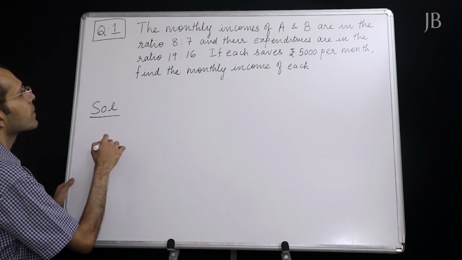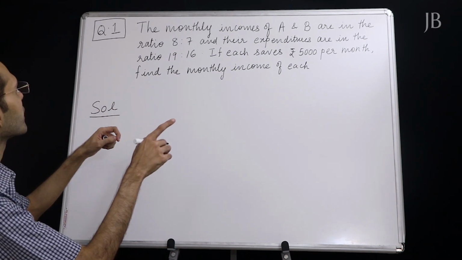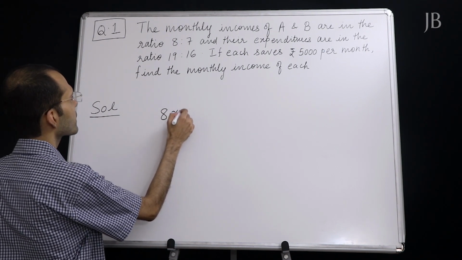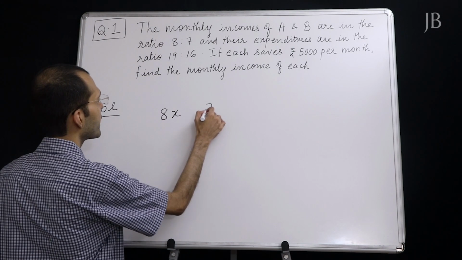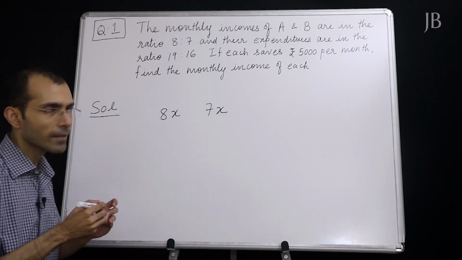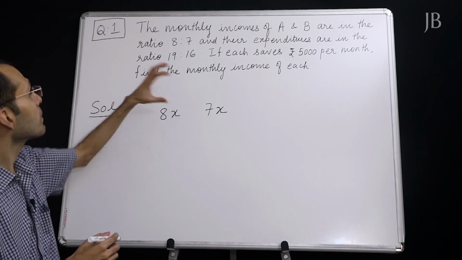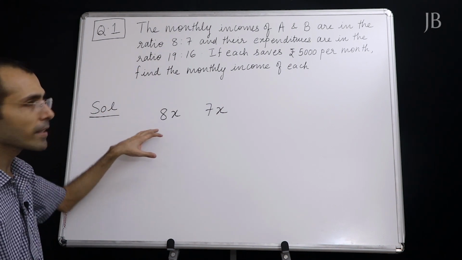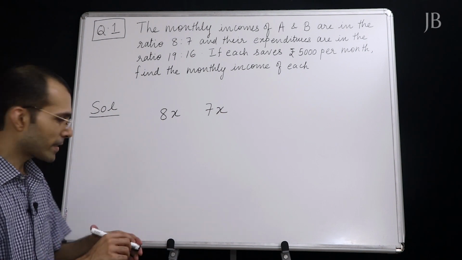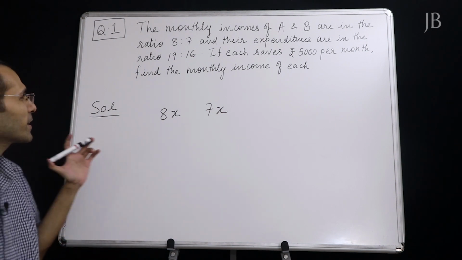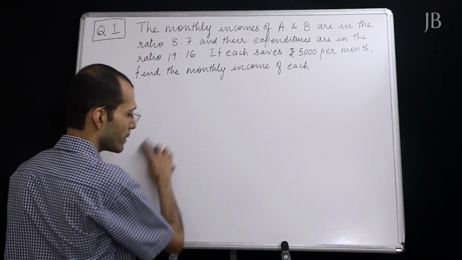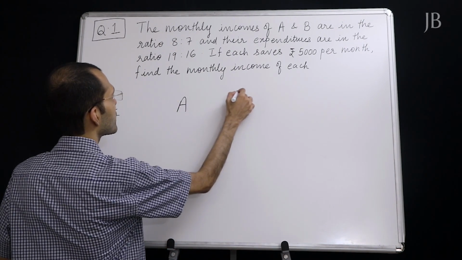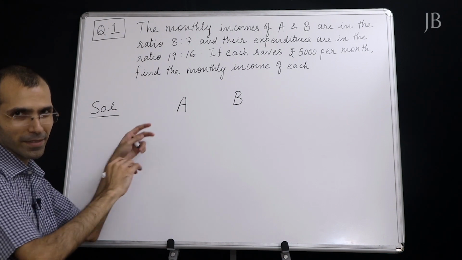Now see, we have the incomes given, right? So let the numbers be 8x and 7x, because the ratio of income is given, so we can't say it is 8 and 7. So let the monthly income be 8x and 7x. If you want, we'll put it in the bivariate table. That will be easier to understand. This is A, this is B. Then no need to write so many statements.